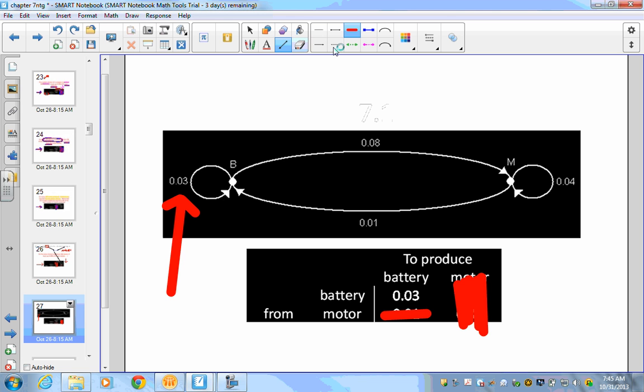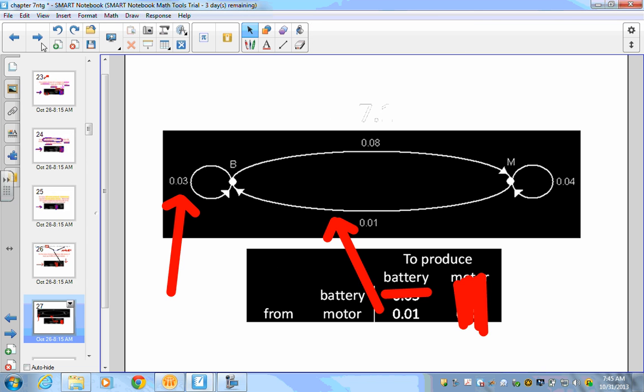Now the thing that throws people off is when you're dealing with something like this, where you're producing batteries from the motor division. Now remember, from the motors, that means there's going to be an arrow pointing to the batteries from the motors. And if you notice, it is right here. Okay, that right there. Now if we were to keep going here, let's kind of clean this up a little bit.